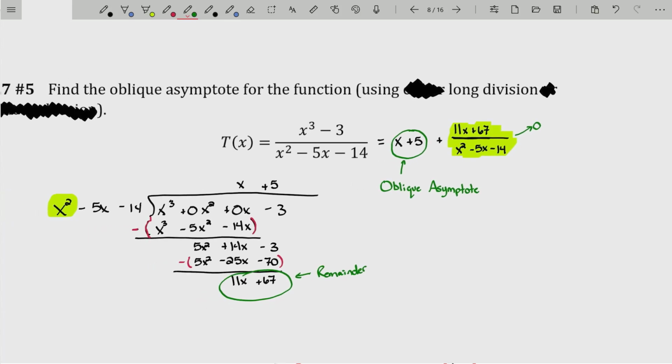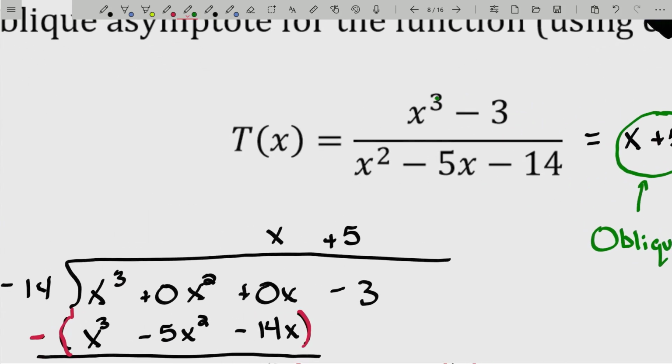So when you're handed a rational function where the numerator has more power, whoops, that's supposed to be a highlighter. When the numerator has more power than the denominator, you will have oblique asymptotes. You have to do long division to find those oblique asymptotes.